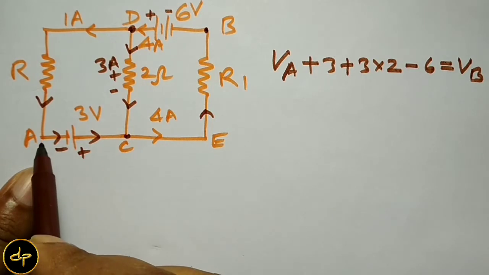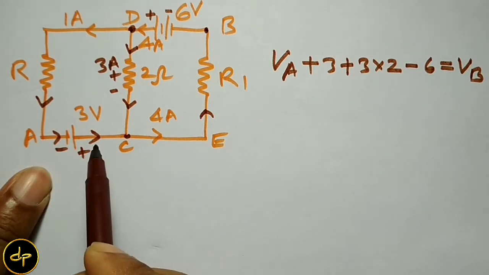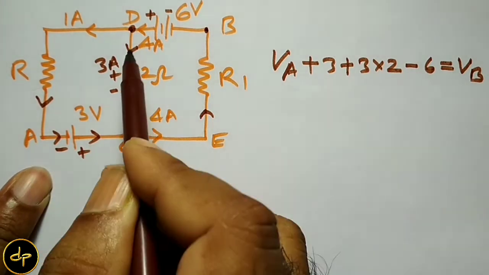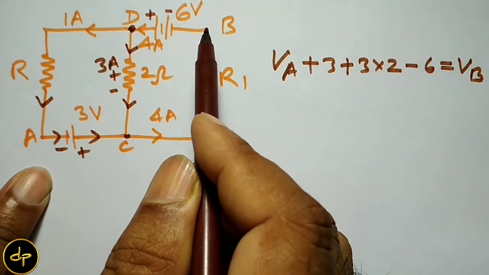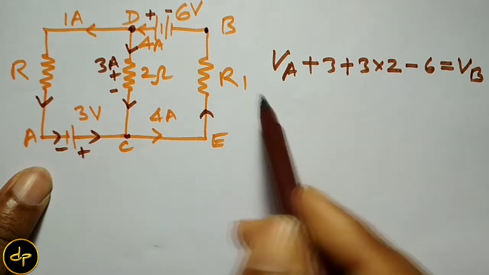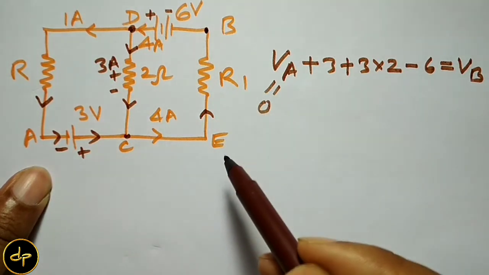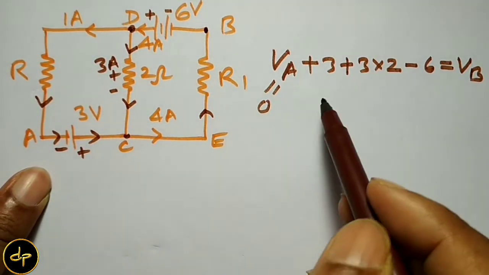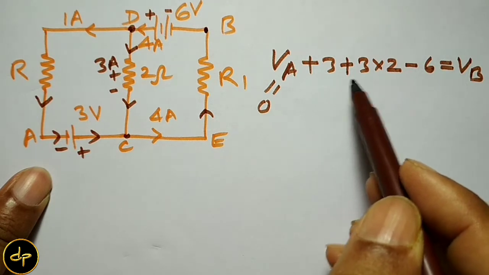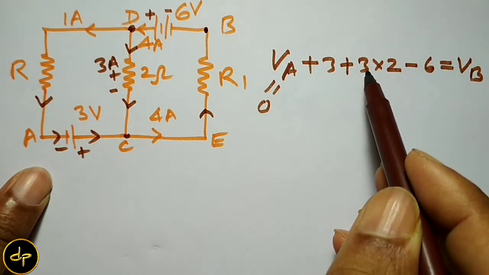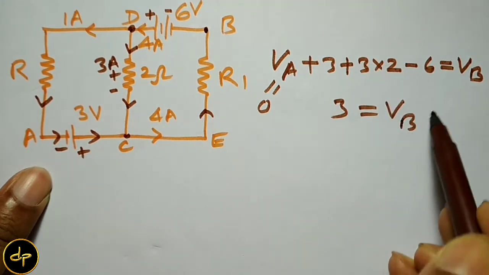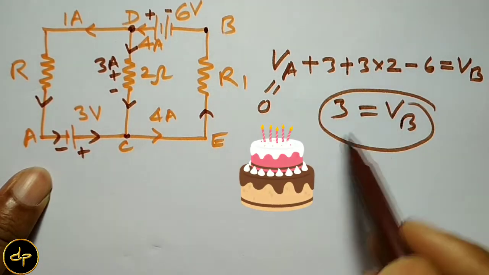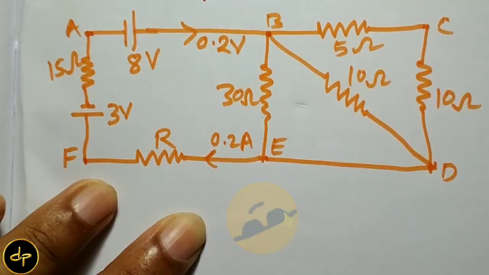So VA, minus this one drop, and then there is a rise in the potential, and again a drop in the potential. We have reached to this height from this low. Now this VA has been given as 0. So certainly we will be getting 3 and the 6 and 6 cancel. This is 3 only, equal to the potential of B. This will be 3 volt potential.